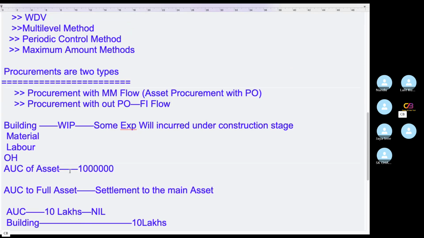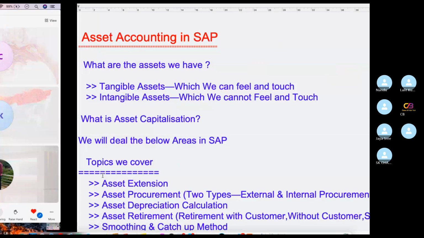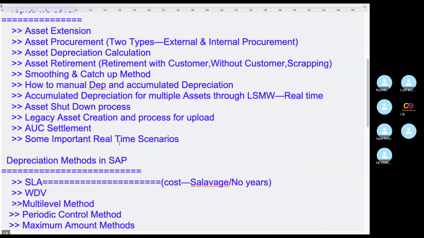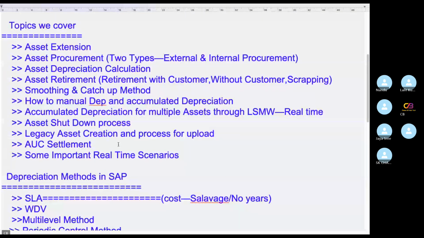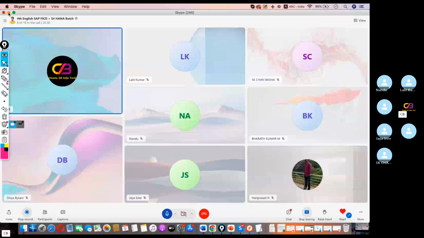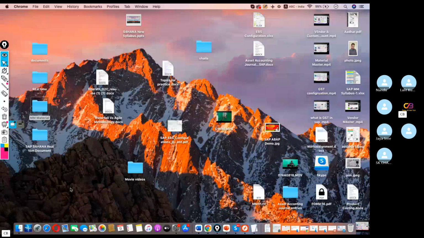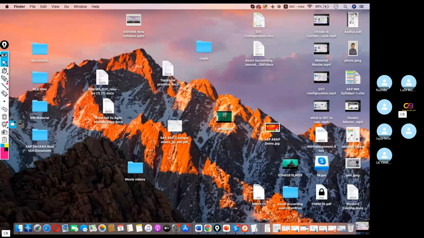So this is the overall concept and the introduction session for asset accounting. Now, what you can do today, I will share one document with you.